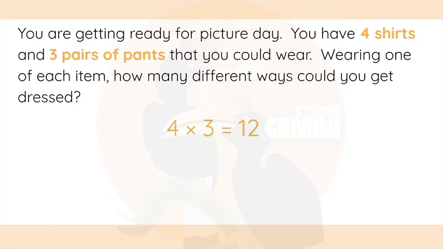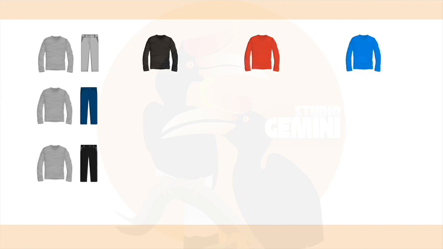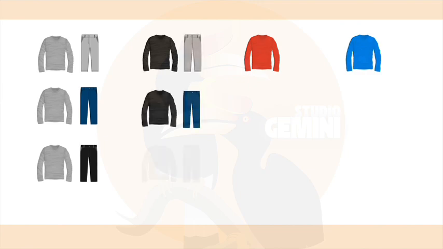Let's visualize why this works. When selecting the outfit, you have 4 ways to pick a shirt, such as a gray shirt, a black shirt, a red shirt, or a blue shirt. Then, for each possible shirt, there are 3 ways to pick pants. So, for the gray shirt, you could choose gray pants, blue pants, or black pants. The same follows for the black shirt, which could be paired with gray pants, blue pants, or black pants.